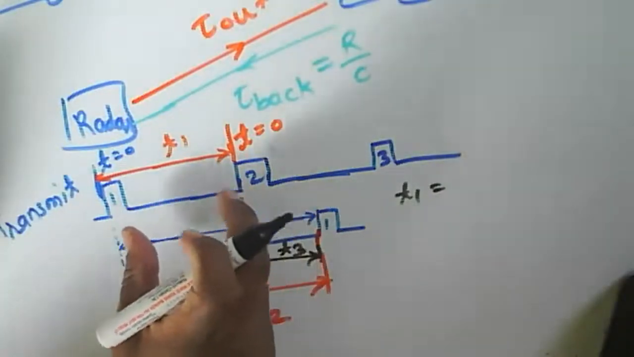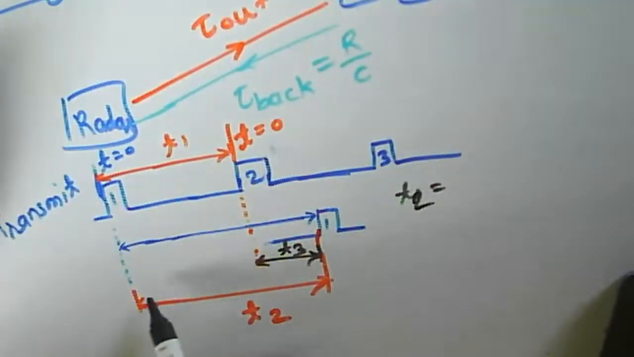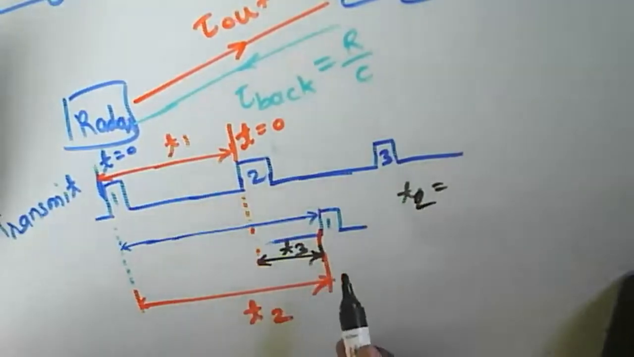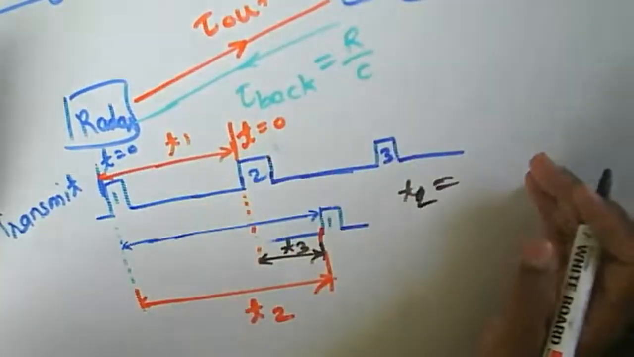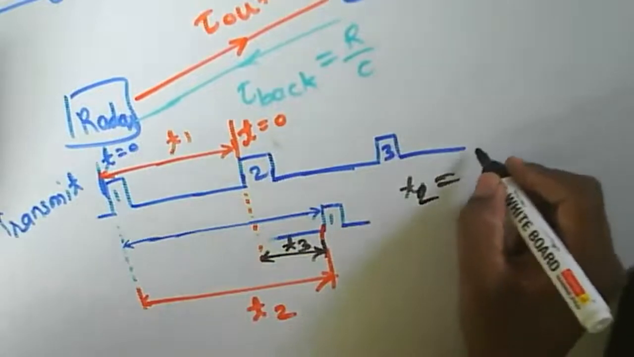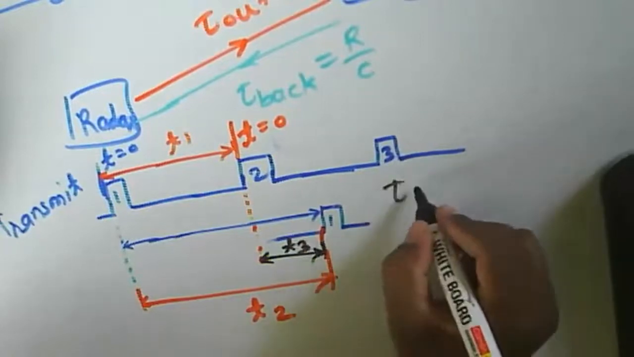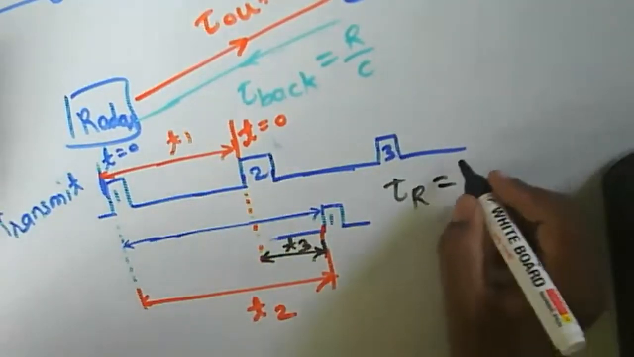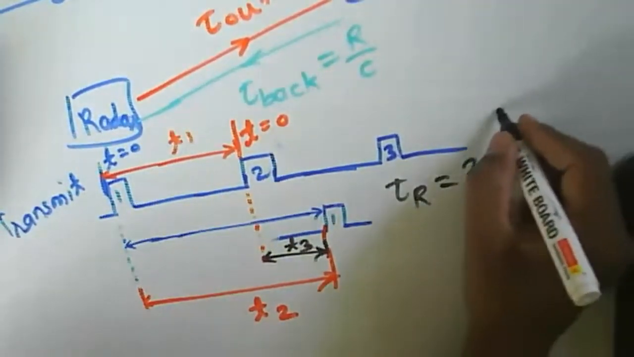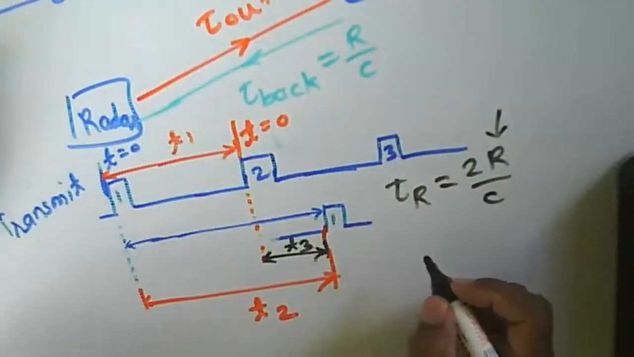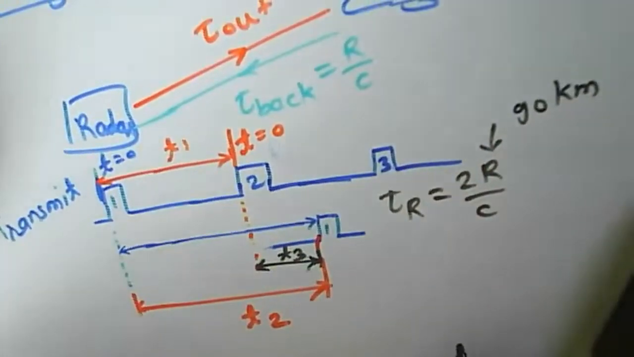This is the distance between the two pulses, and this t2 is nothing but the transit time. So for this, we consider the transit time. In that case, suppose an object is at a particular distance now. So in that case, we have to find out, as per our formula, what is the formula? That is tau r equal to 2r by c. Now suppose the distance is 90 kilometers, for example.